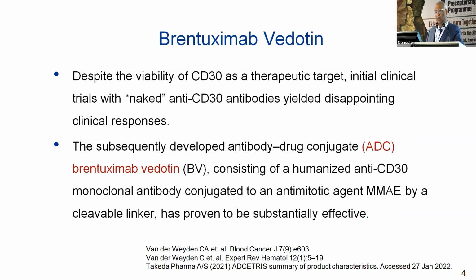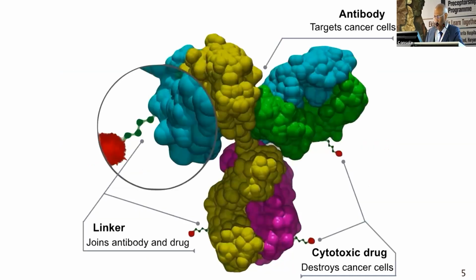To begin with, when antibodies against CD30 were made and used, it was a disappointing story. It didn't work. But it's only the development of ADC, that is the antibody drug conjugate, that made brentuximab vedotin a very important breakthrough in the treatment of Hodgkin lymphoma and some other lymphomas.